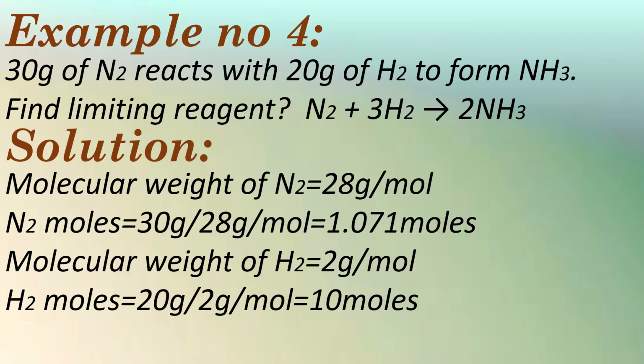Now we will calculate the molecular weight of hydrogen. The atomic weight of hydrogen is 1, but there are 2 hydrogens, so it is 2 gram per mole. Now we will calculate hydrogen moles. We will apply the formula 20 gram divided by 2 gram per mole. After solving, moles of hydrogen are calculated to be 10 moles.